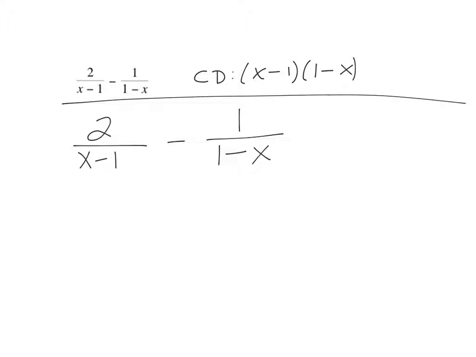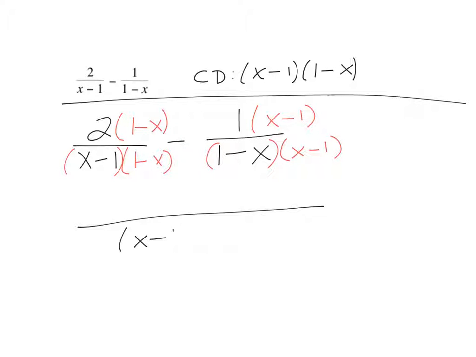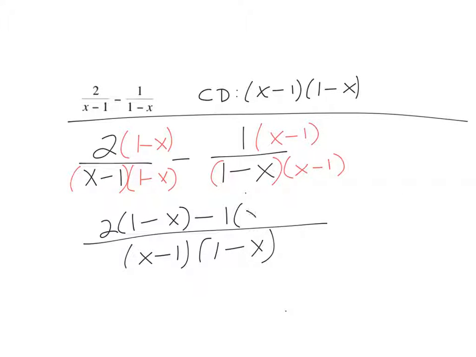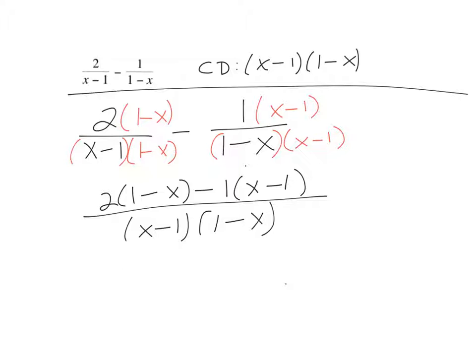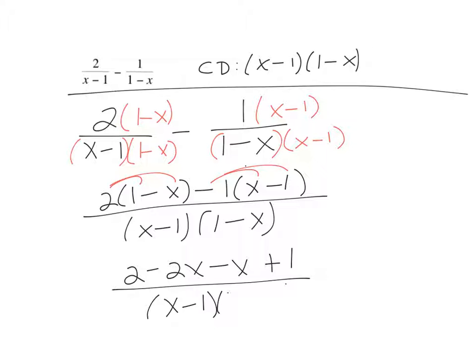So this one is missing 1 minus x, and this one is missing 1 minus x. This one is missing x minus 1, x minus 1. So I do that. Now the bottom is the same. I have x minus 1 times 1 minus x. And on the top I have 2 times 1 minus x, minus 1 times x minus 1, and I end up with that there. And I would expand it and simplify. So that's 2 minus 2x minus x plus 1 over x minus 1, 1 minus x.